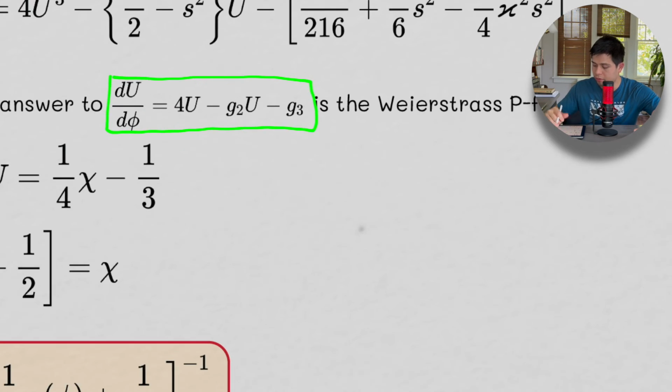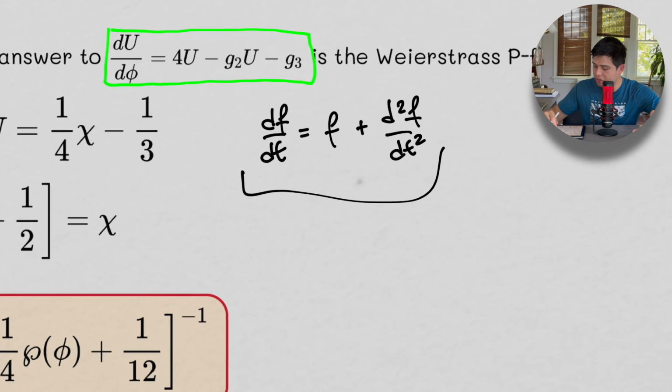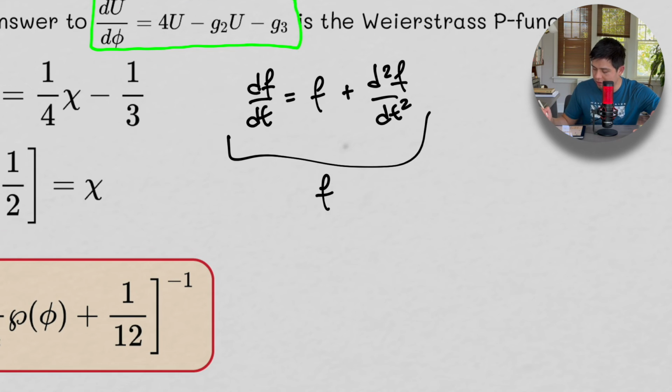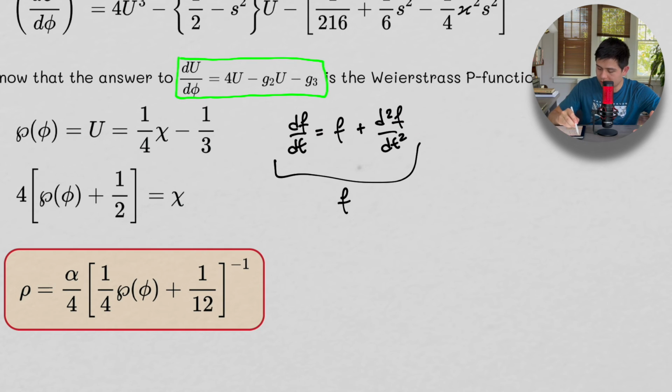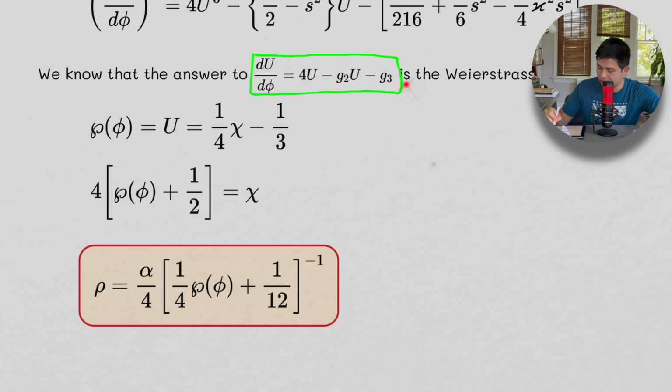A good example would be, say, df/dt is equal to f plus d squared f/dt squared. This is a differential equation, and we can try to get solutions to that differential equation. Whenever we're presented with a differential equation, the whole point is to try to find the function that satisfies that equation. And what I'm doing here is just telling you straight up that we actually know what u is to satisfy this differential equation.